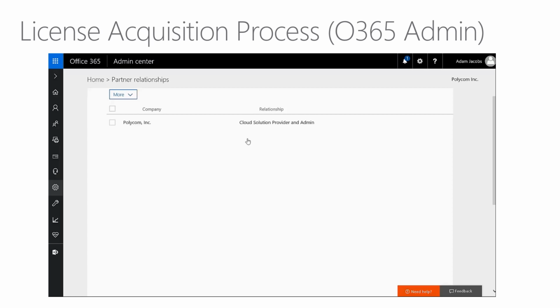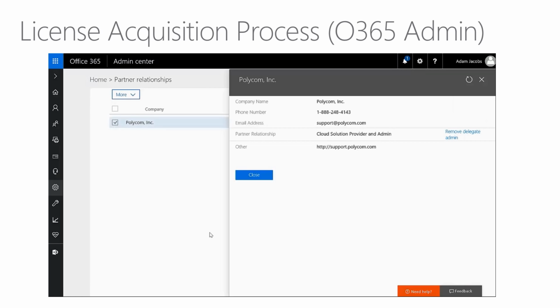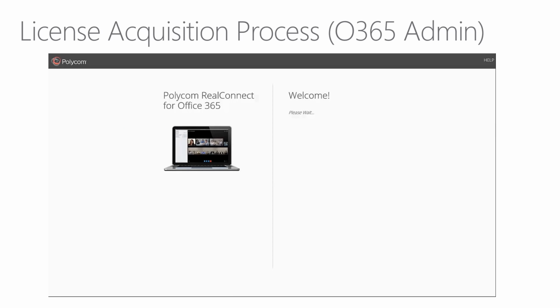Now at the end of this process, I'm going to talk you through how we can remove the admin rights. And you can see there the admin rights are assigned as well as the partner relationship. So later on, we're going to go ahead and remove that because we don't need that as a part of the licensing process.